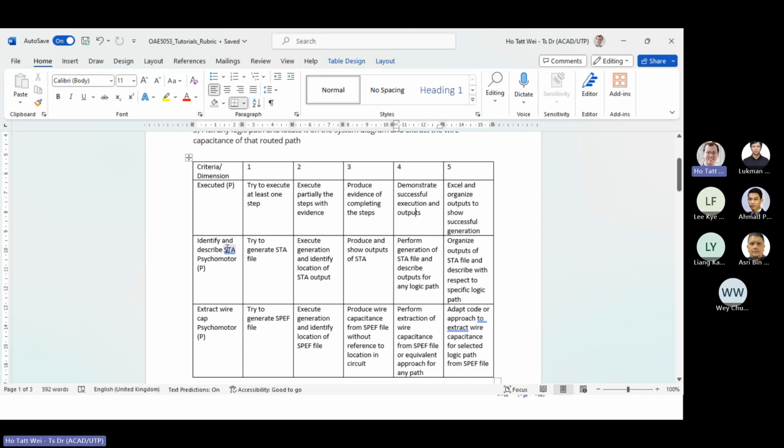Okay. And for static timing analysis, again, if you just produce and show the outputs, let's say you just open the STA and show it to me. You don't tell me what it is. You just put it there. That will be a 3.